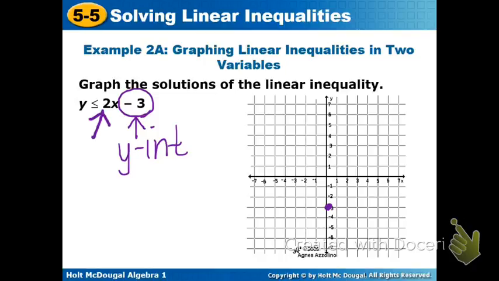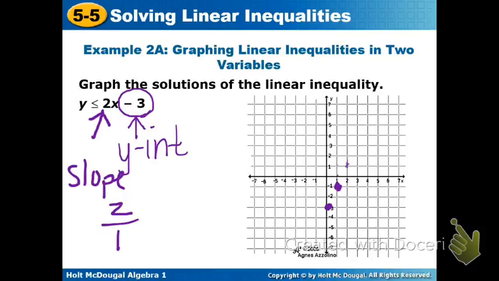The 2 in front of the x is my slope. Remember, we always have to have a fraction, so that means it's 2 over 1, or up 2 and then right 1. So if we go up 2, right 1, we got a point right there. Hopefully those 3 dots there, you can see them clearly to know where our line's going to go.